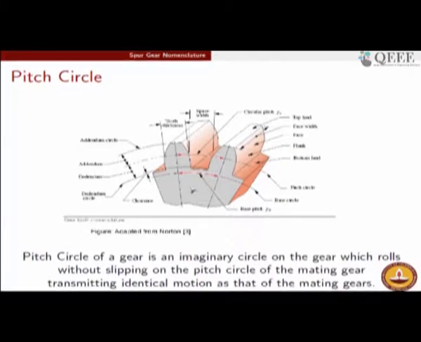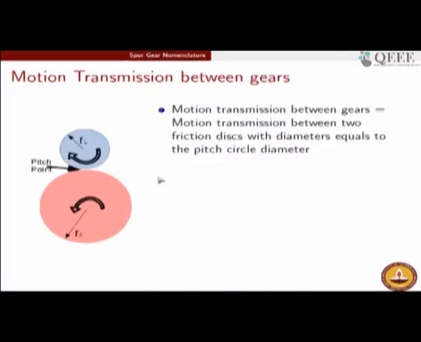The pitch circle is an imaginary circle which rolls without slipping, as a friction disc should do, on the pitch circle of the other mating gear, such that the transmission is identical in both cases. Okay. So, that is the definition of the pitch circle, and I hope you got the concept clear, because the pitch circle will be referenced very frequently. The entire geometry of the gear is based on the pitch circle.